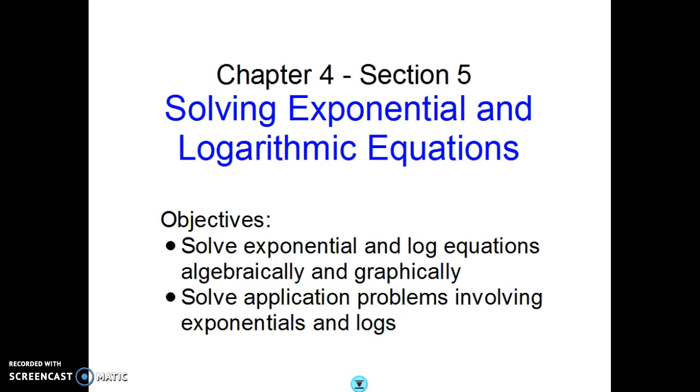Today we're going to be looking at Chapter 4, Section 5 from your Algebra 2 textbook. That section is on solving exponential and logarithmic equations. We have two main objectives for today. The first is to solve exponential and log equations, both algebraically and then also using our graphing calculators. And the second objective is going to be to solve some application problems involving exponentials and logs.